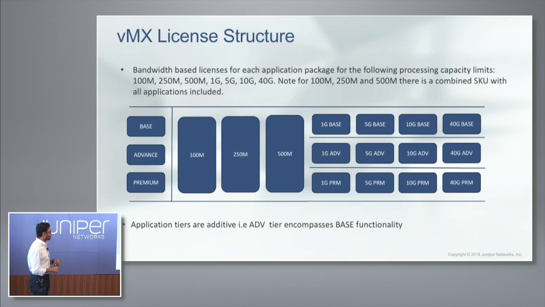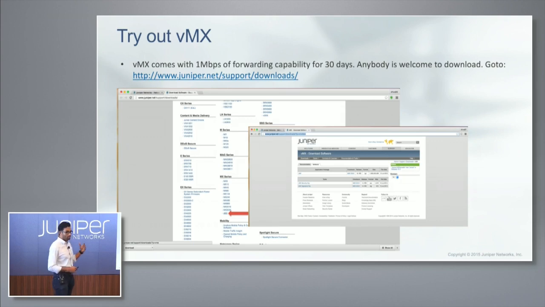If you want to try this out, we have it available to download. You can go to our website and download the VMX. It comes with a 30-day license, essentially 1 megabit per second on the forwarding plane for 30 days, and you can play with it, right? It comes with full functionality. We don't cap the functionality, we just cap the number of routes that you can put in the FIB and RIB. We have about 32,000 routes you can put in the RIB and FIB. I think that's more than sufficient for a lot of testing purposes and functional testing. But anybody who's willing to can download it and try it out.